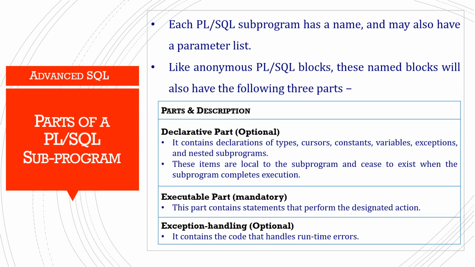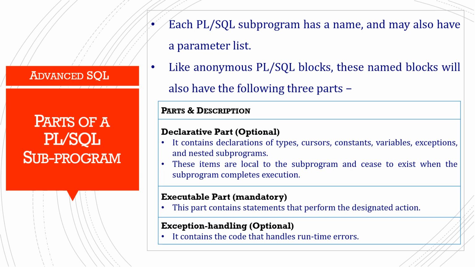Now let us look into the various parts of a PL/SQL subprogram. Each PL/SQL subprogram has a name and may also have a parameter list. As we know, two types of PL/SQL blocks are there: anonymous blocks and named blocks. This subprogram belongs to the named blocks. Like anonymous blocks, named blocks also have three parts: declarative part, executable part, and exception handling part. Among these three parts, the executable part is the only mandatory part.